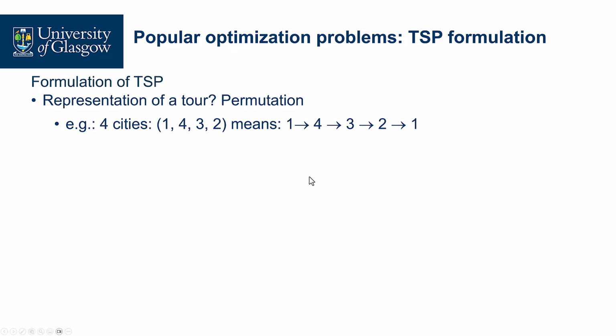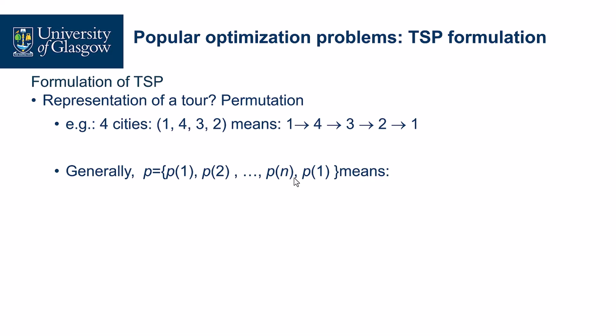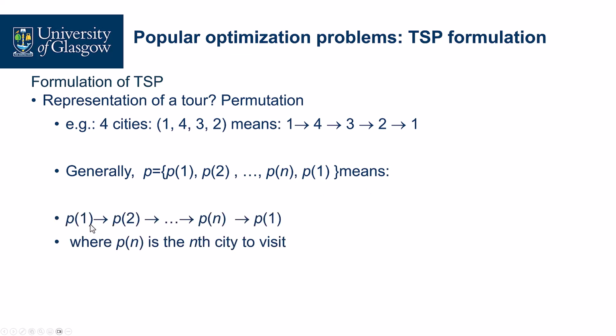Let's make it more mathematical. For a tour, a permutation, we call it P, right? P equals P1, P2 to Pn, go back to P1. This n can be any value, not necessarily 4, right? It can be 20, 100. But no matter what this n is, the tour is like this: P1, P2 to Pn, go back to P1.